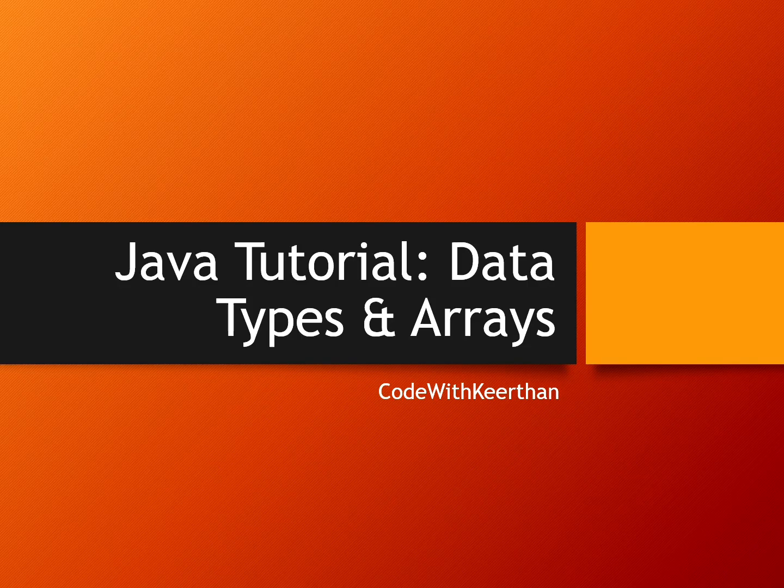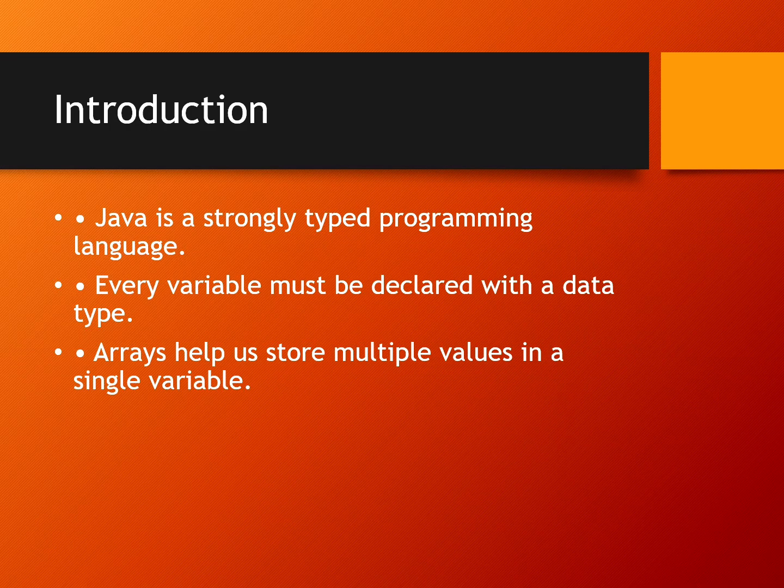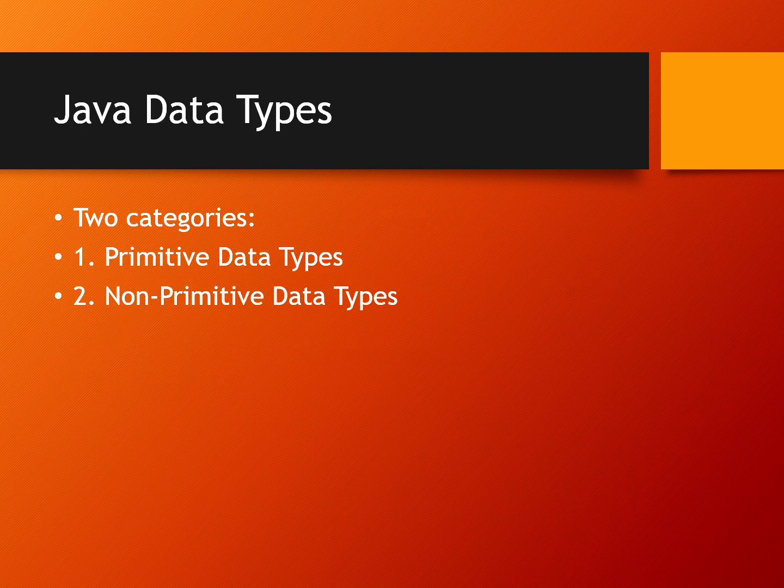In today's Java tutorial, we are going to learn about data types and arrays in Java. These are the most fundamental concepts in Java programming, and understanding them properly will help you to write efficient and error-free programs. Java data types are mainly divided into two categories: primitive data types and non-primitive data types. Let's first look at the primitive data types.